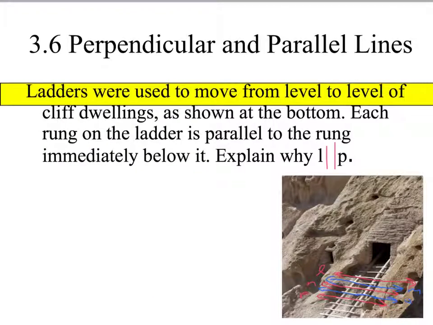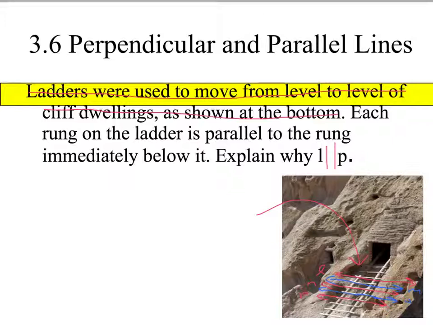Here's this very first one. You don't have to write this first sentence. I believe you know what a ladder is. It says each rung on the ladder is parallel to the rung immediately below it. A rung, on this wonderful, beautiful drawing, is basically each step of a ladder. So, explain why line L is parallel to line P.